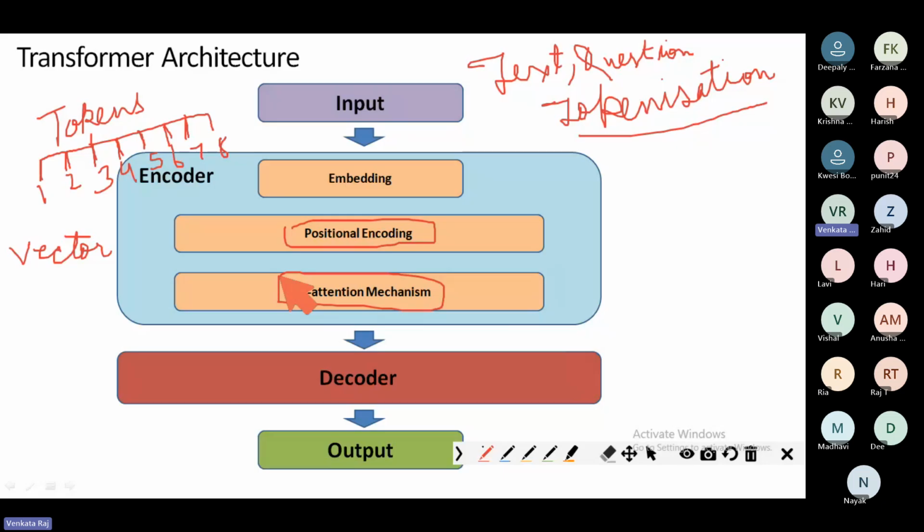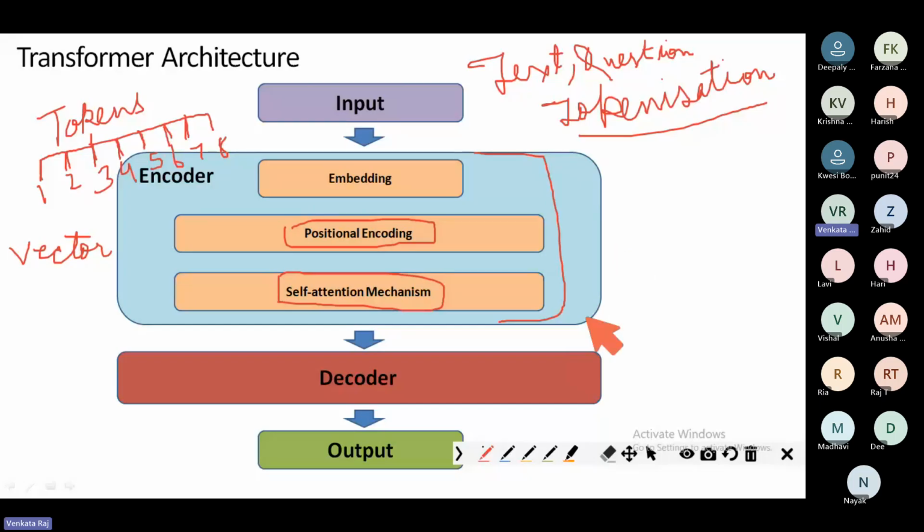Which tokens need to be given more priority or more attention, which tokens need to be given less attention, that is basically done with the help of the self-attention mechanism. So whatever input you provide, these 3 steps will be followed in order to understand the relationship between the inputs and prioritize them, assign the position, and then find out which needs to be given more attention, which needs to be given less attention. That is my encoding part.